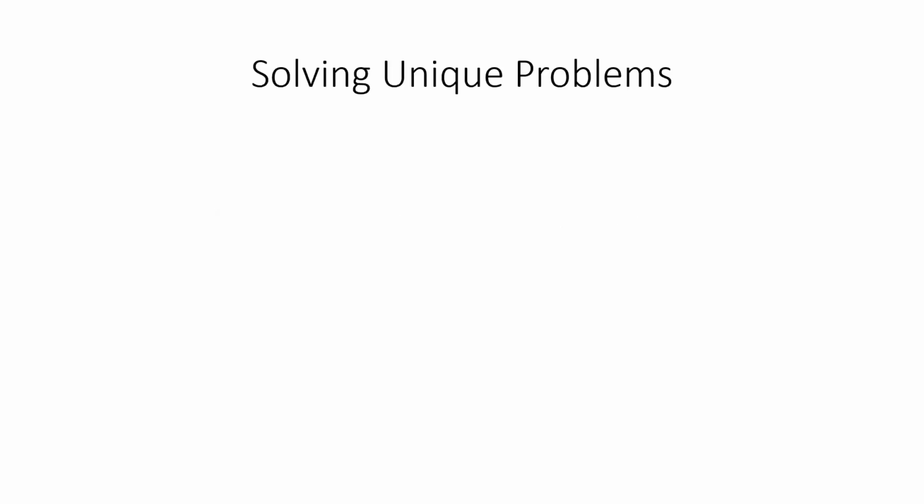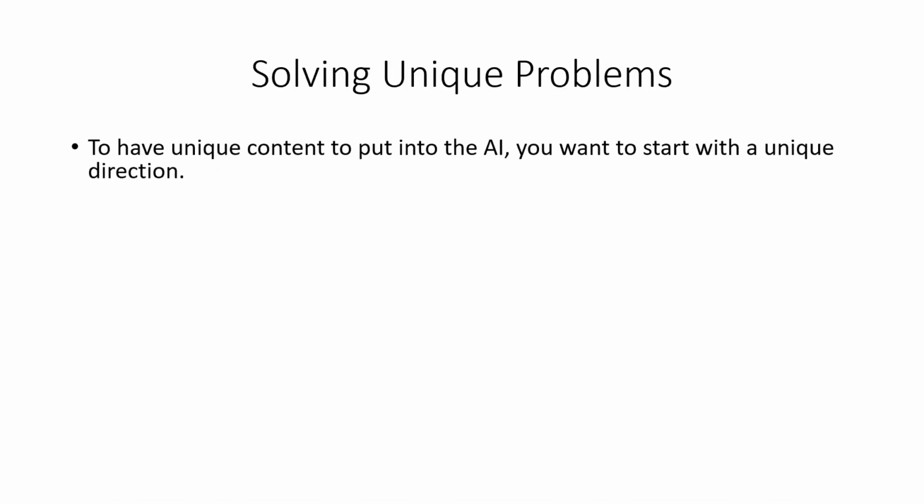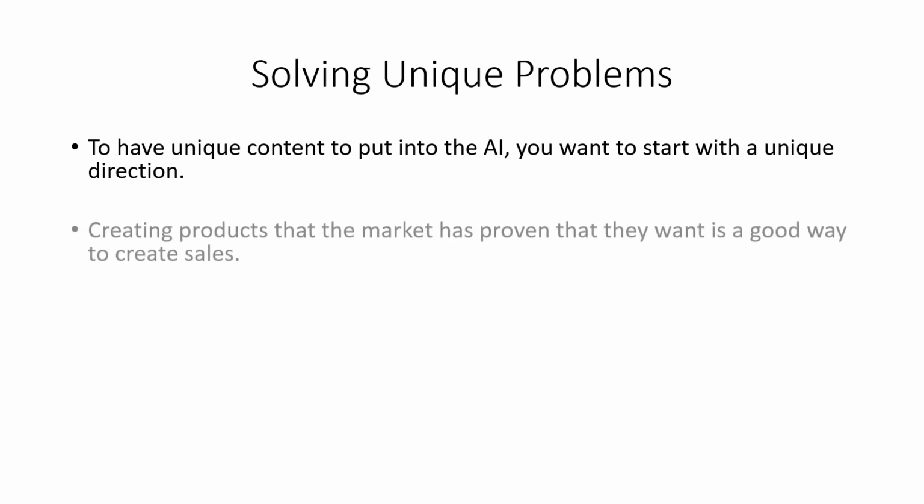One of the ways in which you create that unique content to put into AI is you seek to solve unique problems. That way, by default, you're finding a way to put something in there so that it has to give you information that does not look like other information that people have available. So start with a unique direction. Anytime you're directing towards solving something that there isn't a whole lot of information about, you're going to be using the AI at its highest and best use.